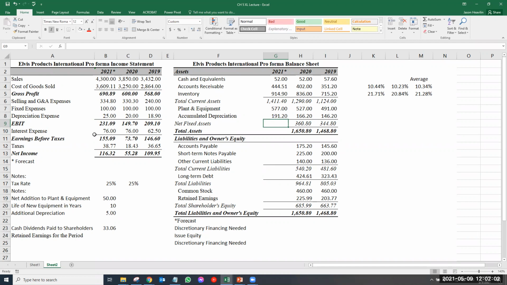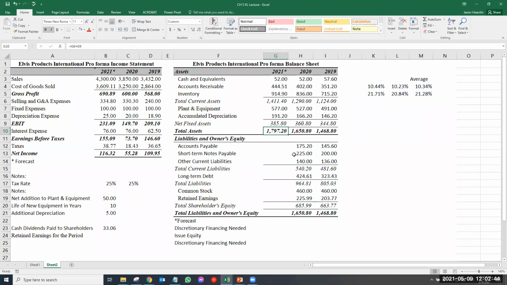Now, net fixed assets, no need to project it because we have the total of plant and equipment minus the accumulated depreciation. So the value of your fixed assets net of depreciation in the projection, the forecast, is 385.80. So total assets, all we do is take the total current assets plus the net fixed assets. And that is our projection for total assets in the upcoming year.